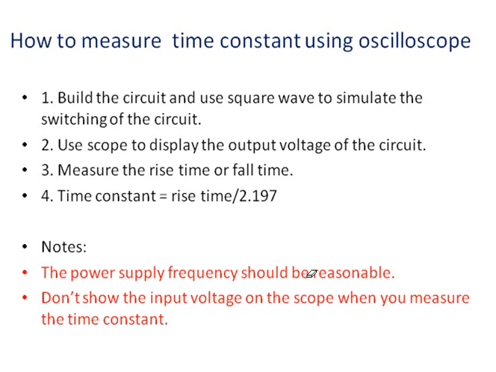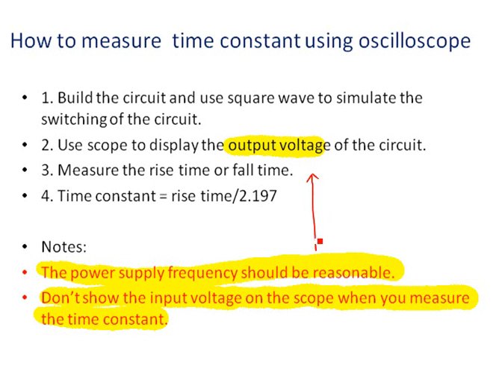So let's review the steps to measure the time constant. Firstly, we build the circuit and use a square wave to simulate the switching of the circuit. The second part, we use a scope to display the output voltage. Notice here, we only need to display the output voltage. Do not show the input voltage on the scope when you measure the time constant. Otherwise, we cannot get the correct value. Then we measure rise time and fall time.